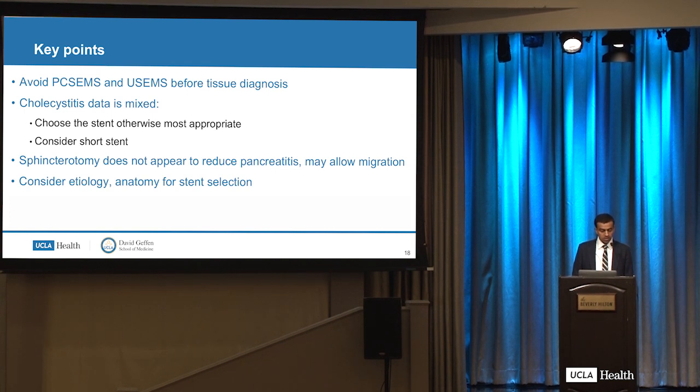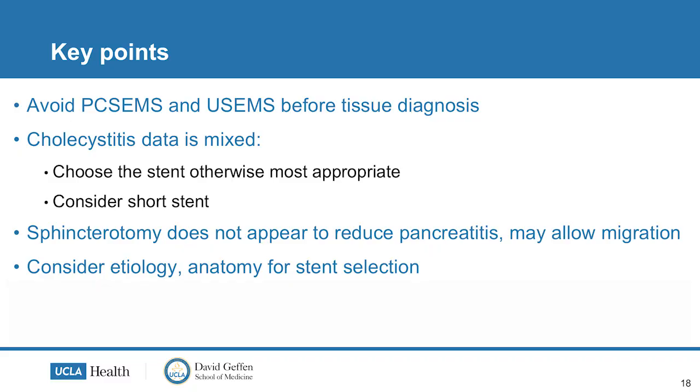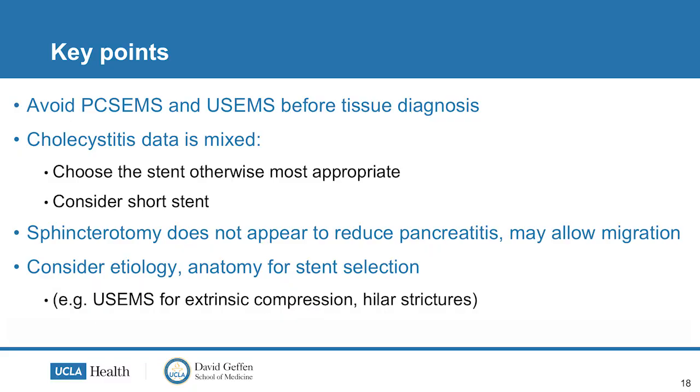And then in terms of stent selection, more than all of the considerations here, what matters is what's going on with the patient in front of you. So if you have an extrinsic compression, that may be a patient I choose an uncovered metal stent because I'm not going to have too much ingrowth. And then for hilar strictures, again, you have to go with uncovered stents.